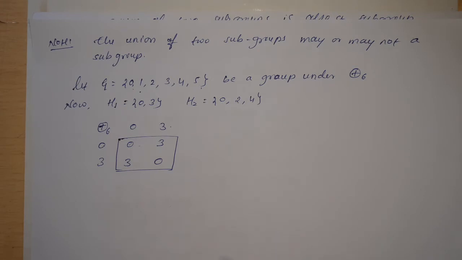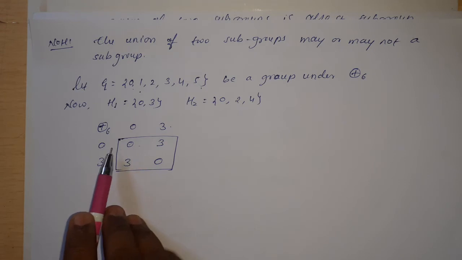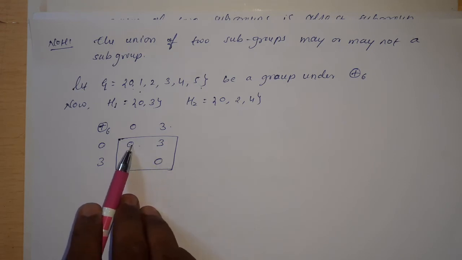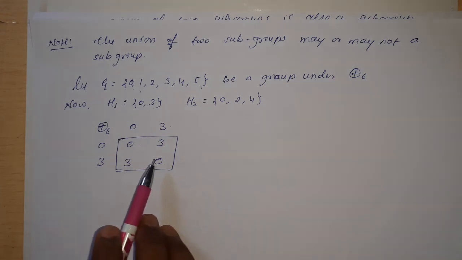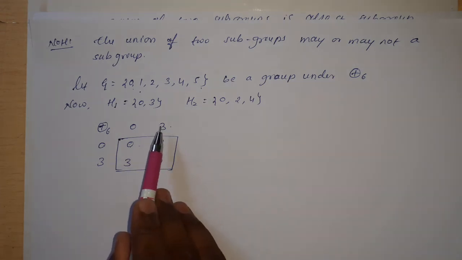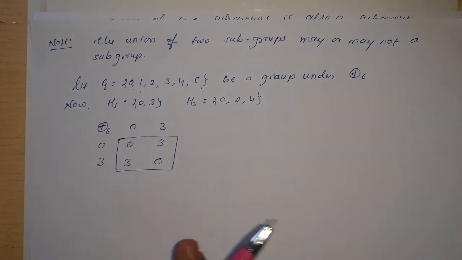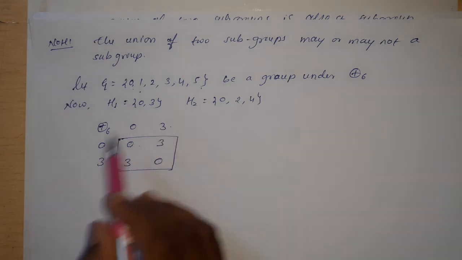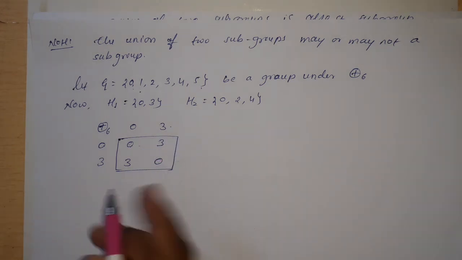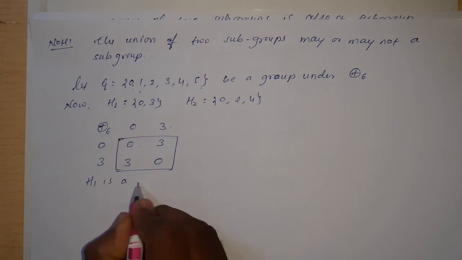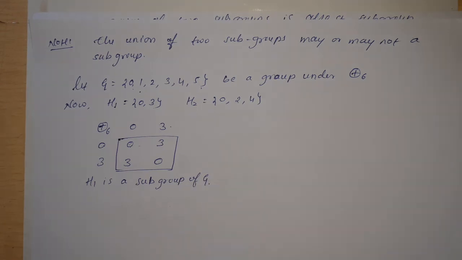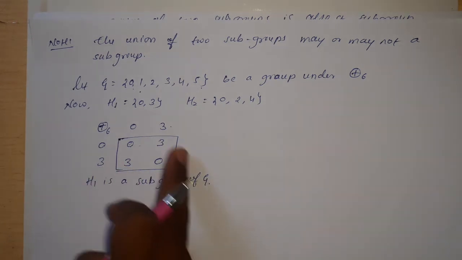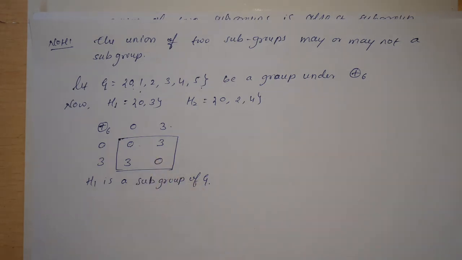Then we need to move towards the inverse. Now the inverse of 0: here 0 is in the first row, the corresponding elements are 0 and 0, which means the inverse of 0 is 0 itself. Similarly for 3, here it is 0, the corresponding element is 3, and here also it is 3, so the inverse of 3 is 3. Hence all the 4 laws are satisfied for H1, so H1 is a subgroup of G, because it is already a group by using those 4 laws. If it is a group, then it is a subgroup.